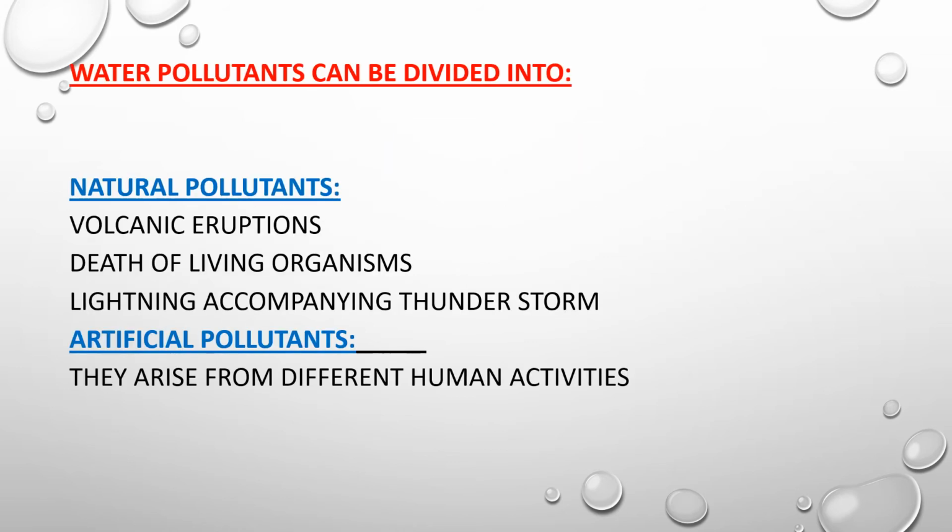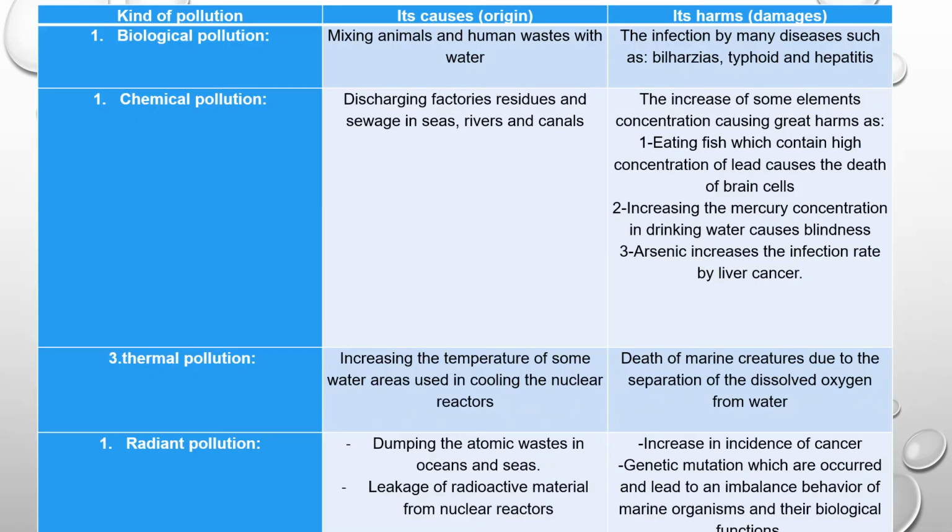Let's complete. What are the pollutants of water? We can divide them into 2 groups, natural pollutants and artificial pollutants. Natural pollutants like volcanic eruption, death of living organisms, and lightning accompanying thunderstorms, while artificial pollutants arise from different human activities. Let's complete. So what are the kinds of pollution? Biological pollution, chemical pollution, thermal pollution, and radiant pollution.